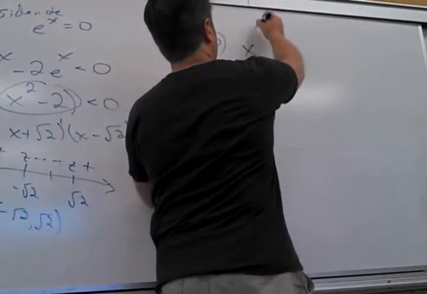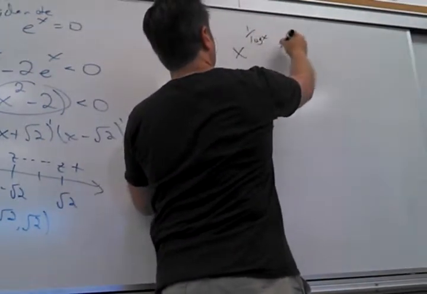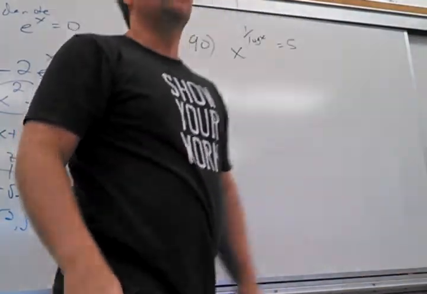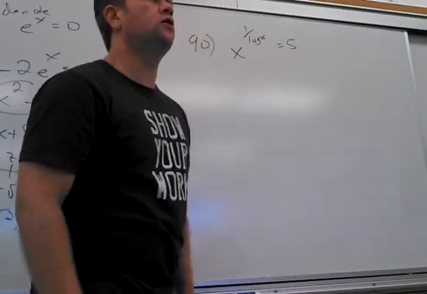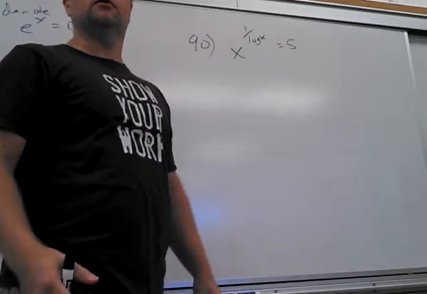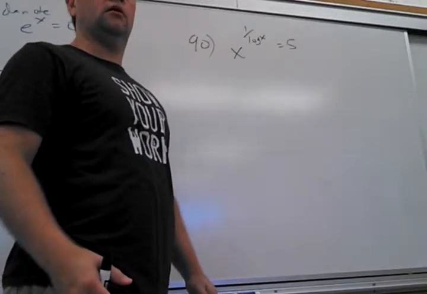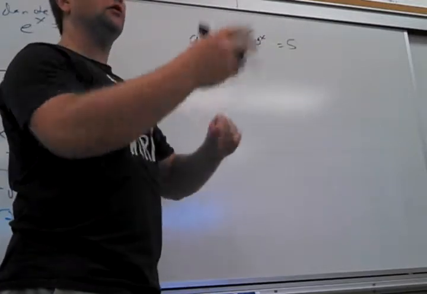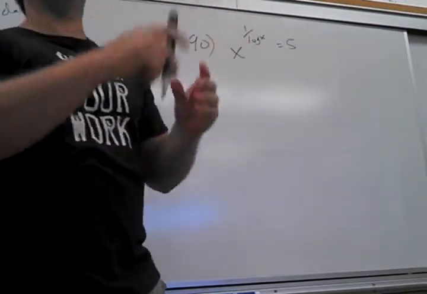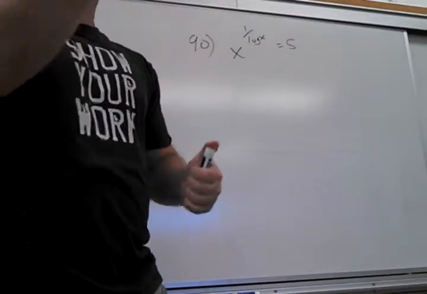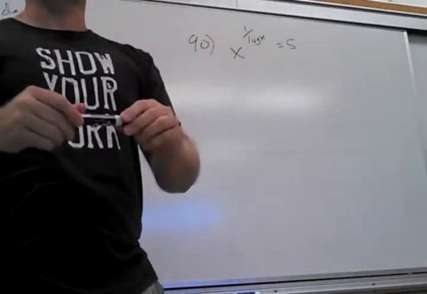x to the 1 over log x equals 5. They tell you what to do: take logarithms. Why would I take logarithms here? To get the exponents down. Yeah, because I want to get that thing down. So try it. Take a log of both sides. Don't do it ln. Why would I maybe do a log? There's already a log in there, so maybe they'll do something together.